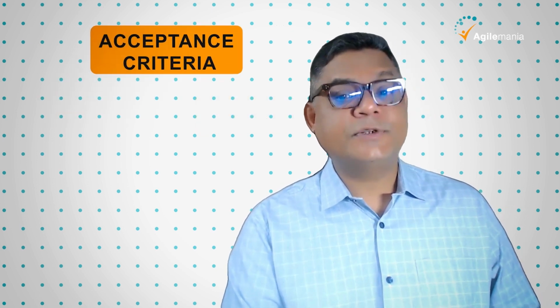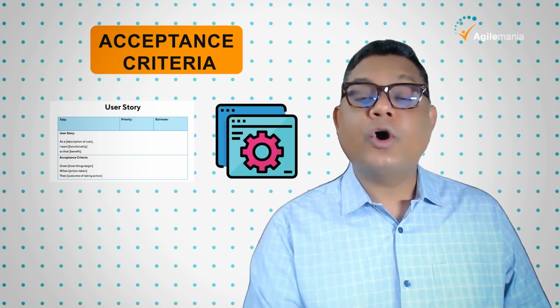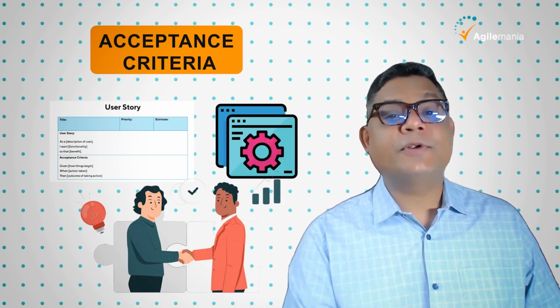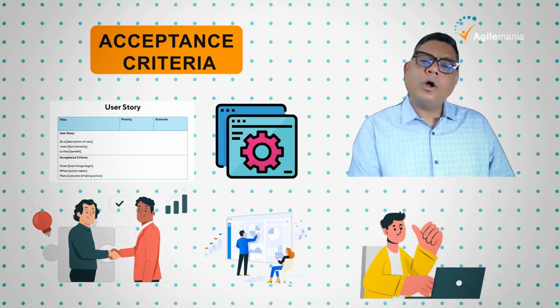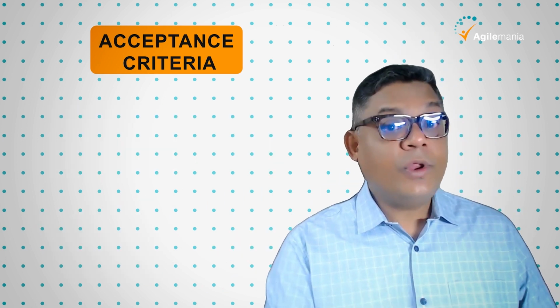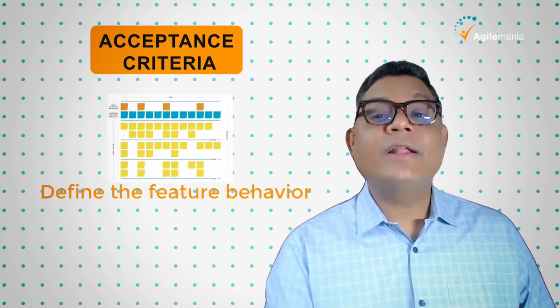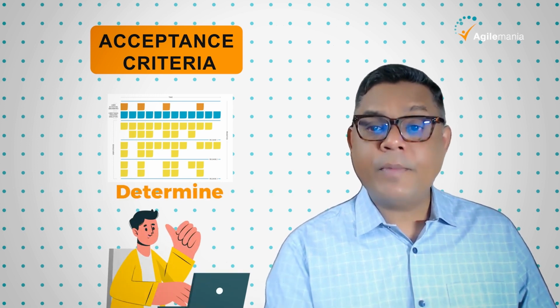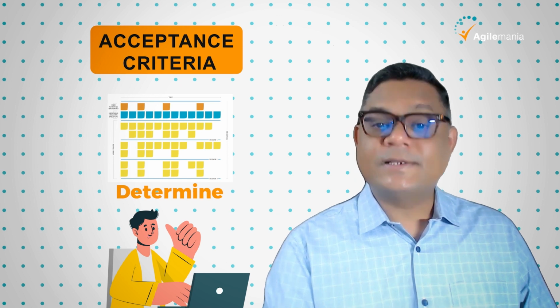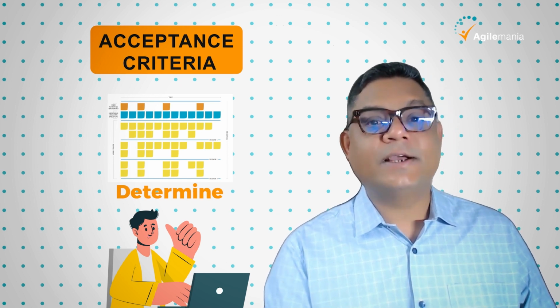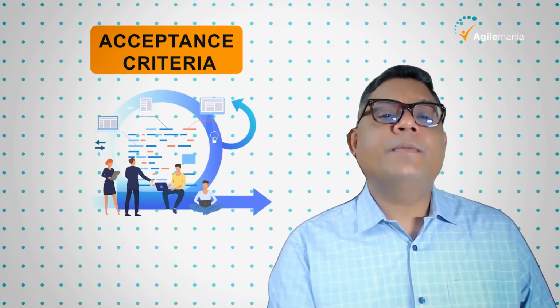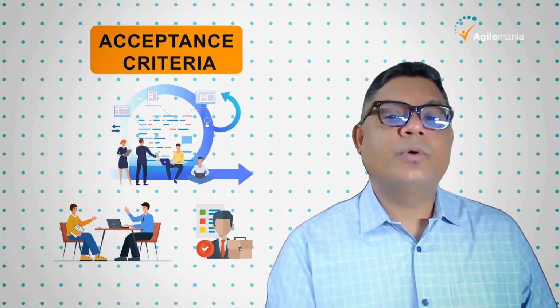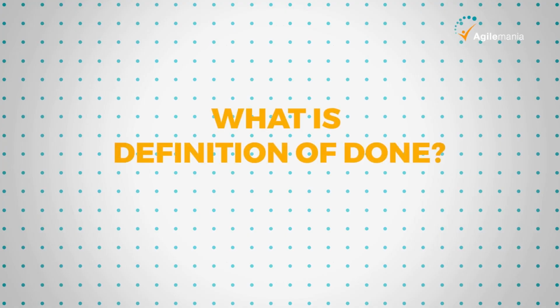Acceptance criteria are the specific conditions that a user story or feature must meet to be accepted by the customer or the product owner or the end user. They are unique for each user story and define the feature behavior from the end user's perspective. They help you determine if the user story or feature is complete or behaving as expected. They help the development team understand what the customer or the PO expects from the product and how to test it. Okay, I see. And what is definition of done?